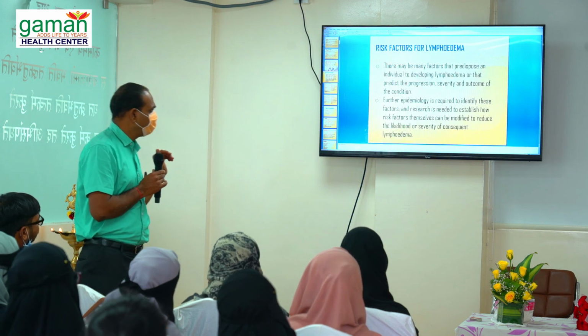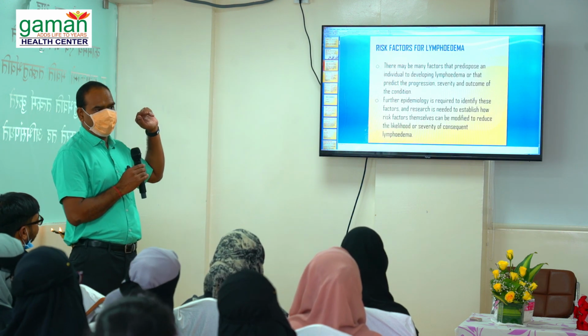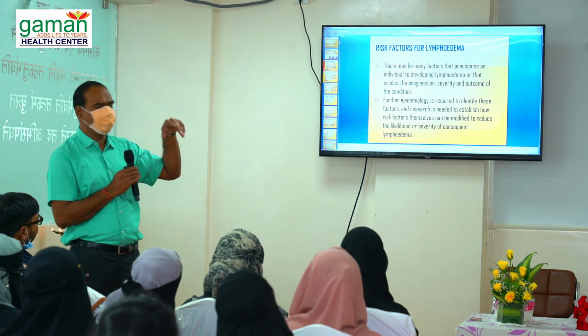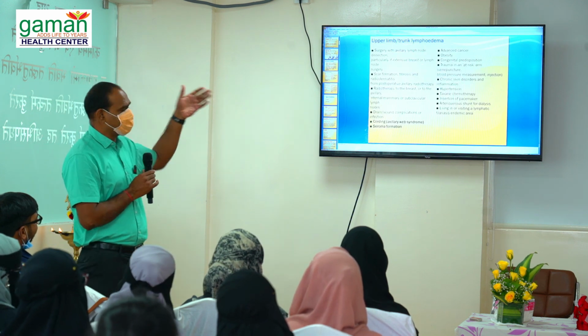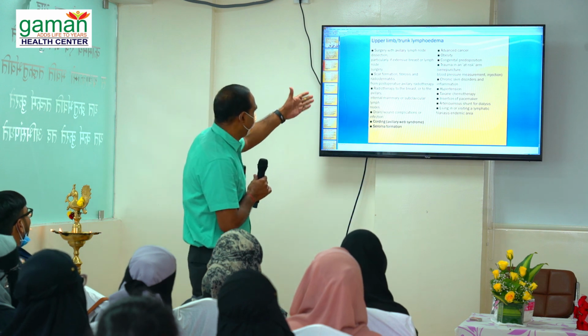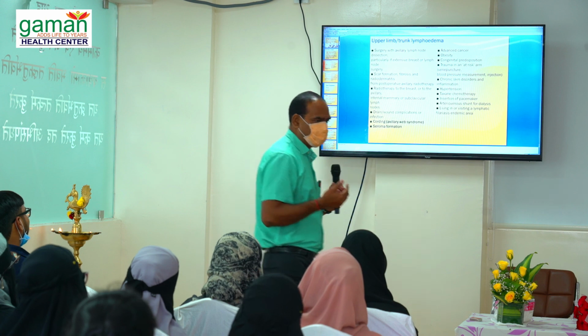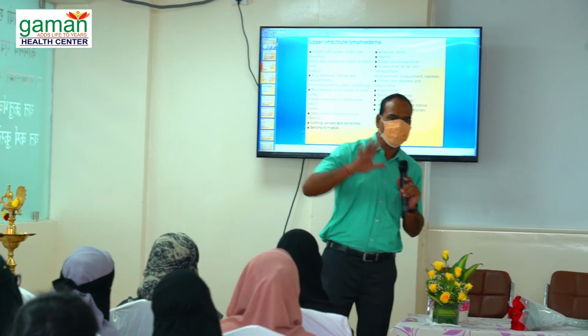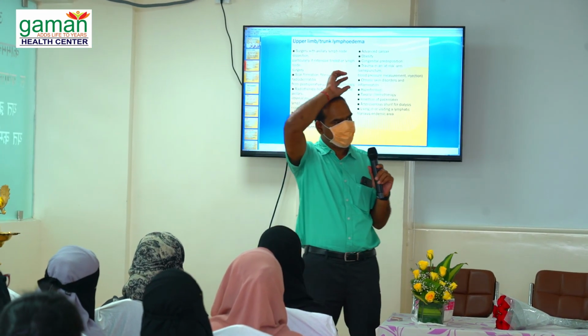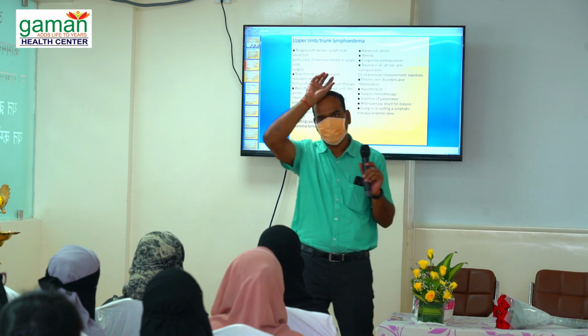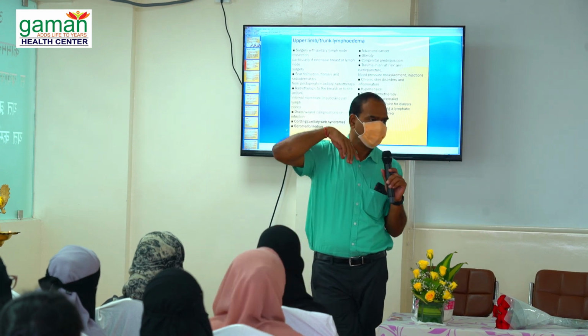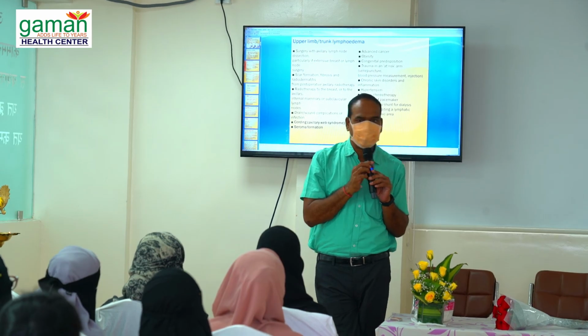Next. Risk factors for lymphedema. I have divided the risk factors into upper limb and lower limb. Next. See, what are the common risk factors for the upper limb? Surgery with the, you know what is the major group of lymph nodes in the upper limb? Who will tell me? Axillary. How many groups are there in the axillary region? Tell me fast. You already studied in your first year. Central, anterior.